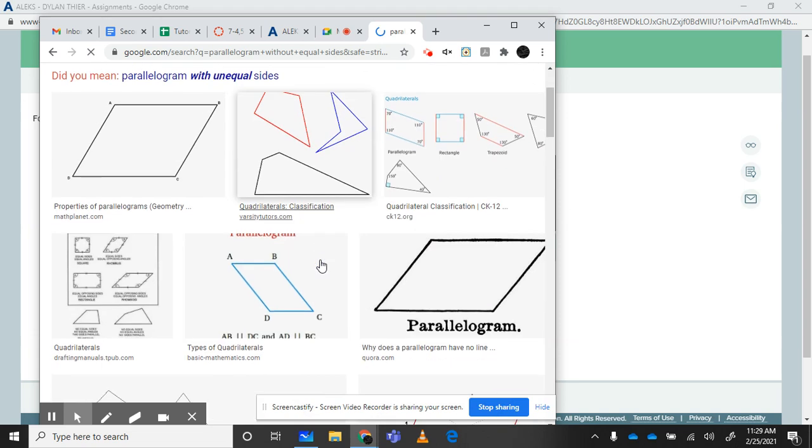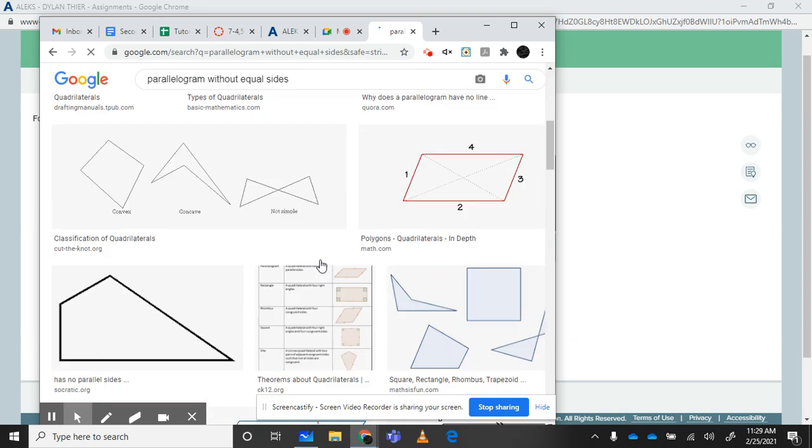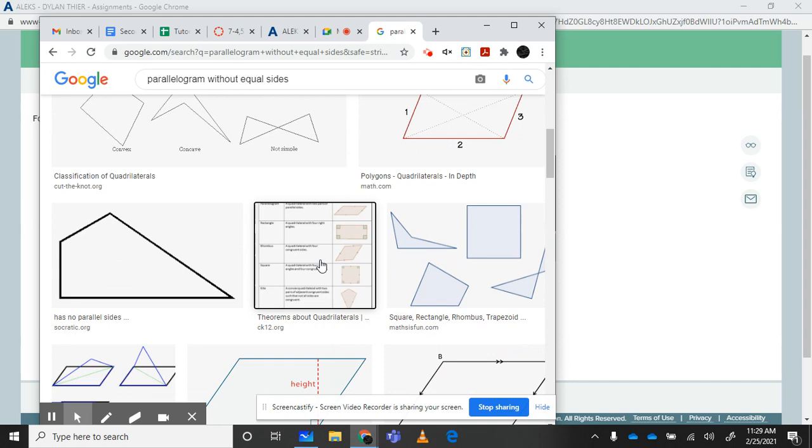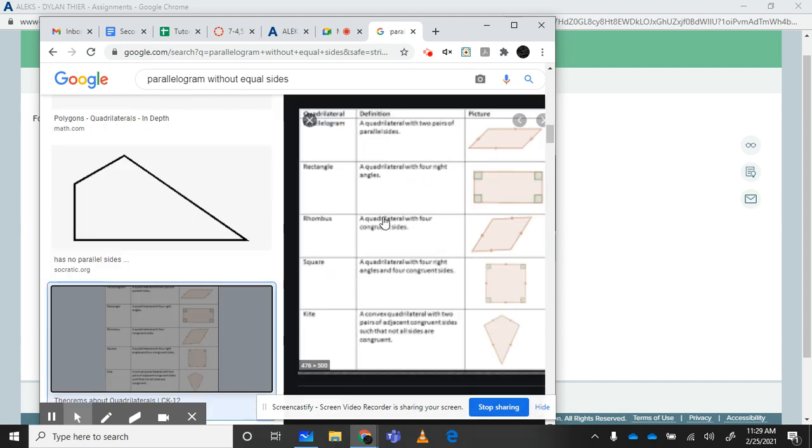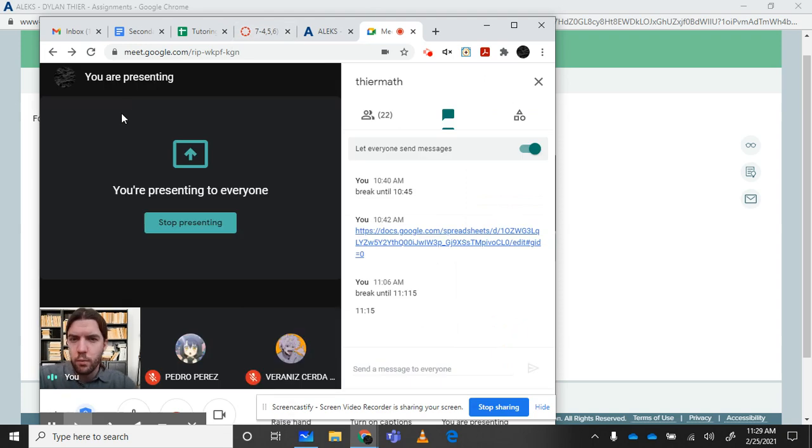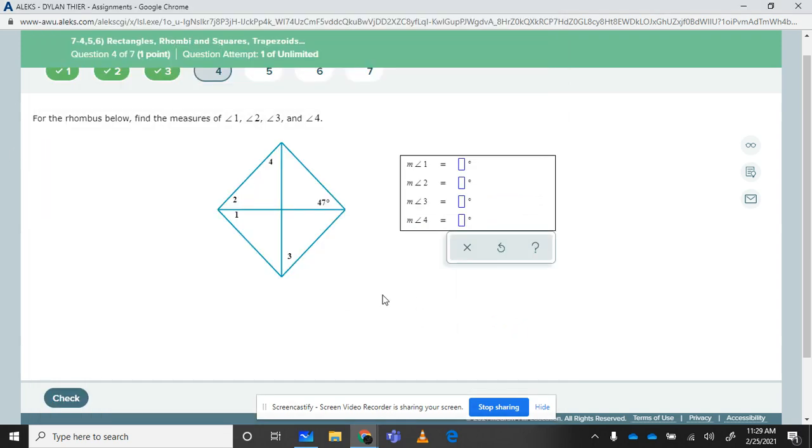I'm not sure I'm seeing how a parallelogram and a rhombus are any different from each other. Oh, okay. I get what they mean by equal. They mean all of them have to be equal. So rhombuses have four equal sides. Every side is the same, whereas a parallelogram can have different size pairs. Okay, that makes more sense. So rhombuses have four equal sides.